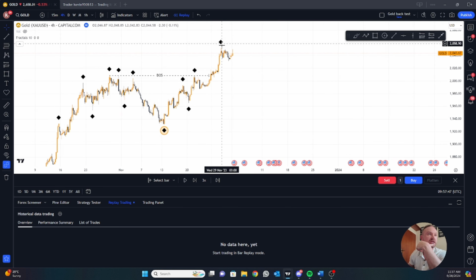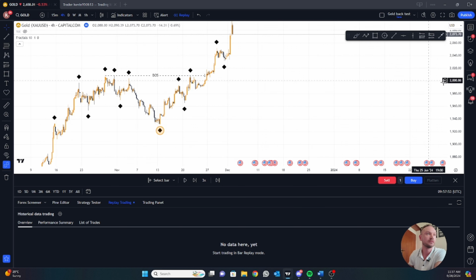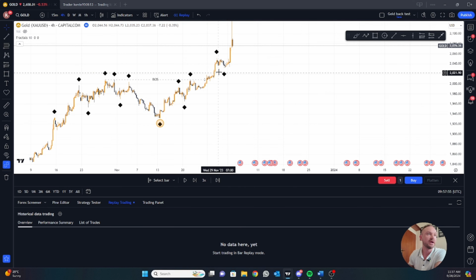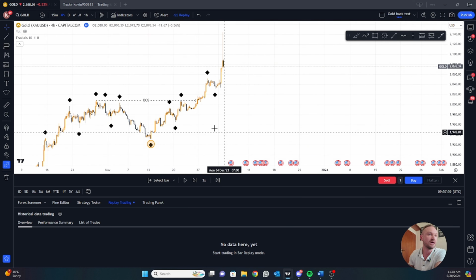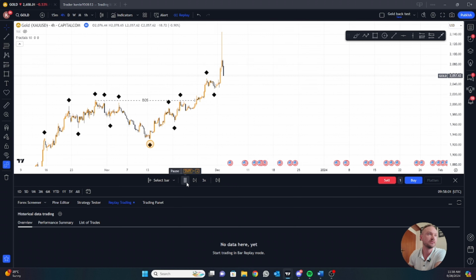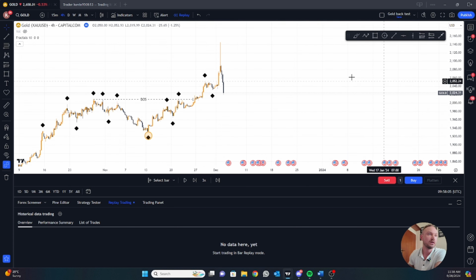Okay, so our fractals indicator just gave us a new high indication. But we're still breaking structure to the upwards, still creating higher highs. Okay, so at this stage we got a big retracement and we've broken a lower low here. So this is a good indication that this is our high.